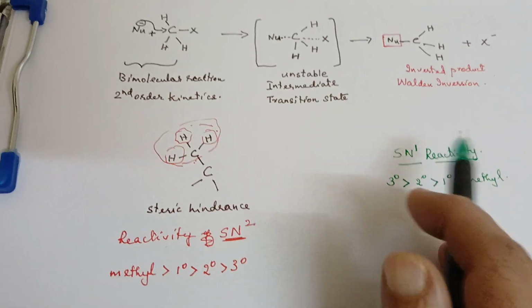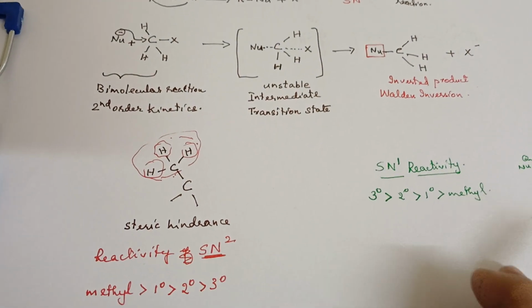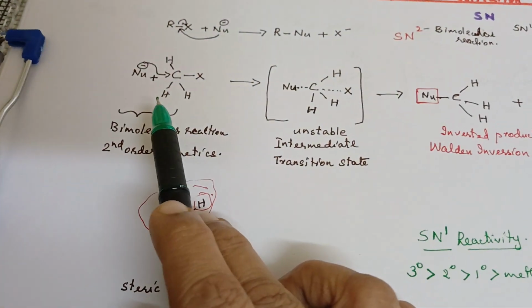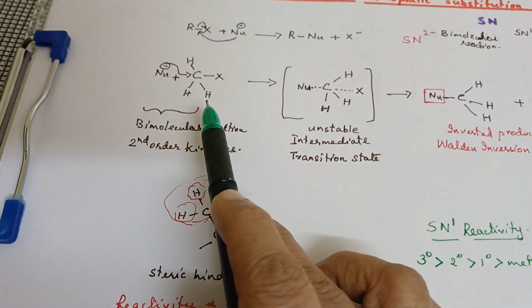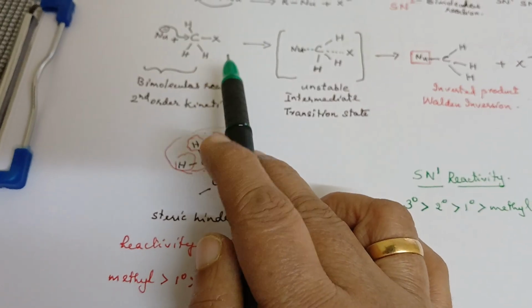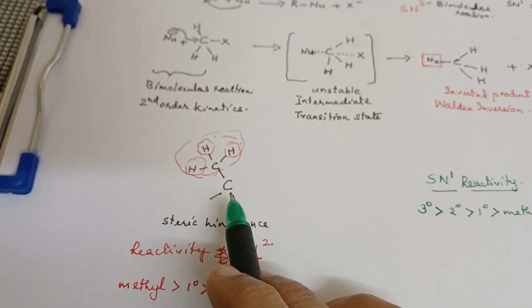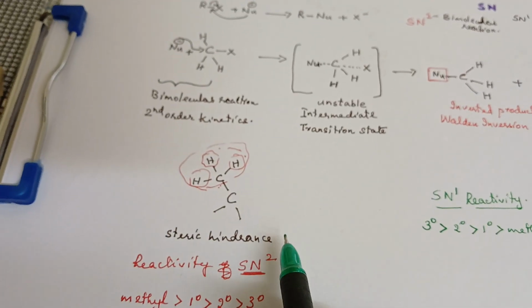And the reactivity will depend on steric hindrance and the concentration of the two reactants, the nucleophile and the alkyl halide. And the bulkier the groups are, the more difficult it will be for the reaction to take place.